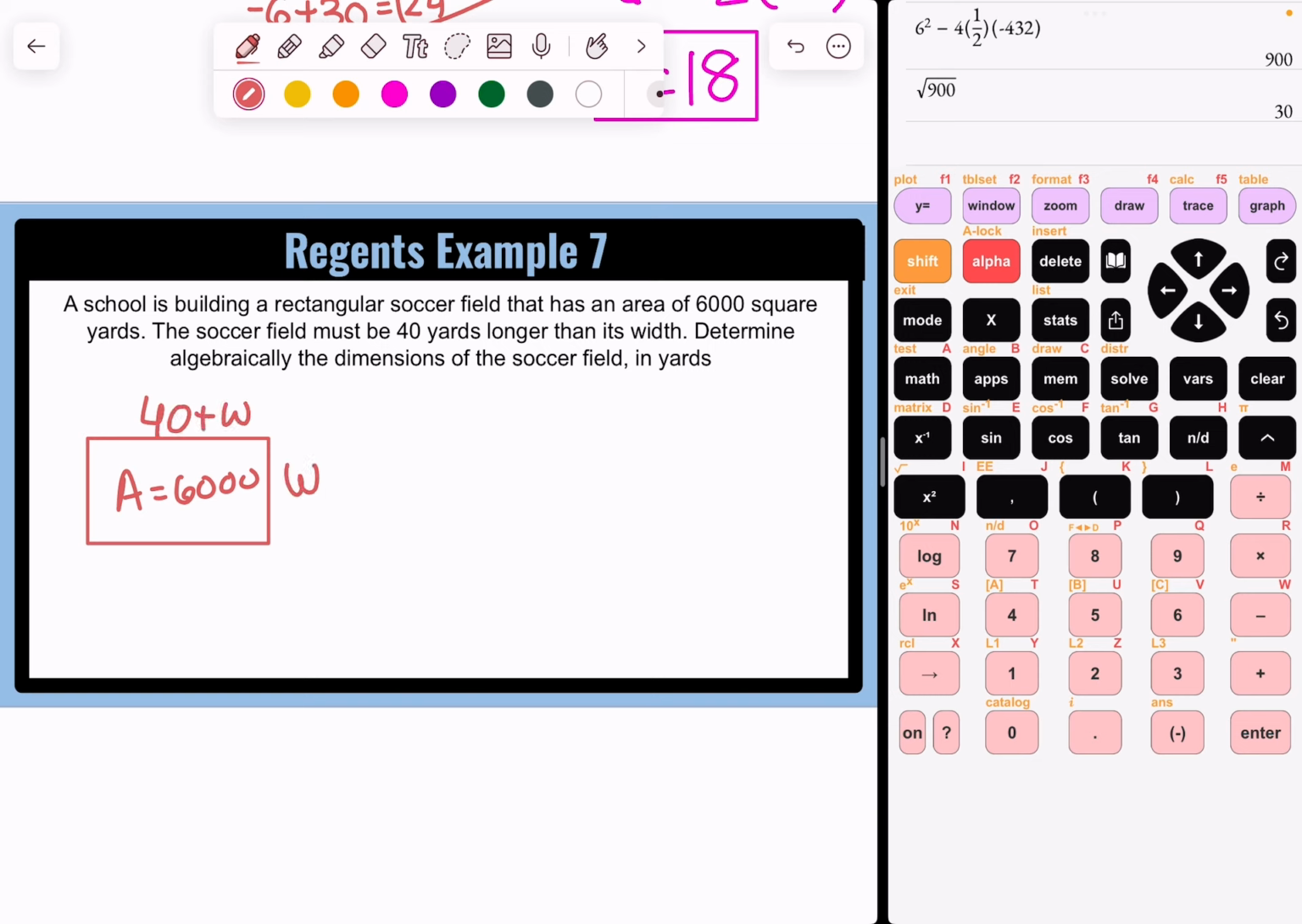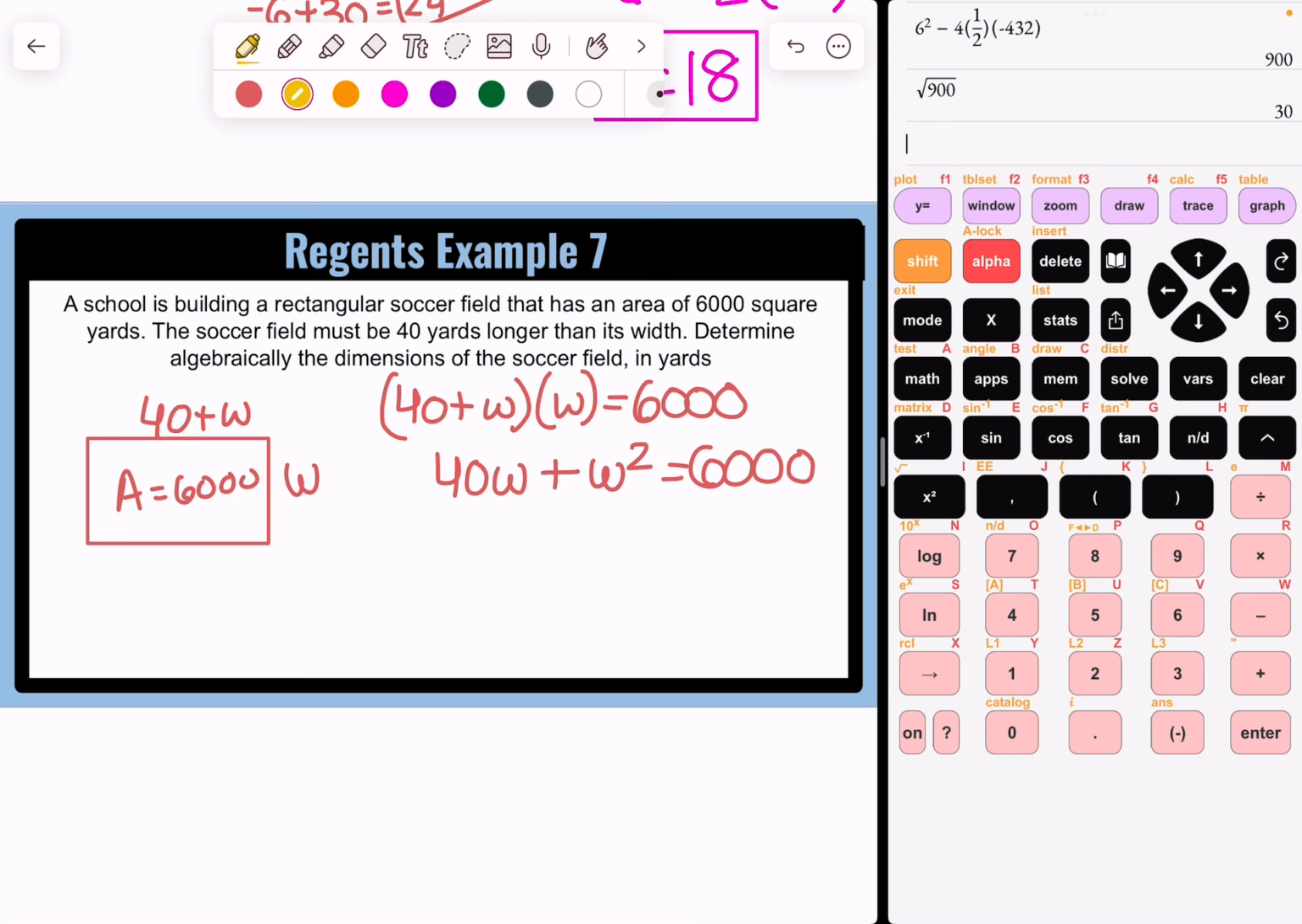So we're going to multiply these together since area gets multiplied, and we're going to equal it to 6,000. 40 times W is 40W. W times W is W squared equals 6,000. Let's subtract the 6,000, and we get W squared plus 40W minus 6,000 equals 0.